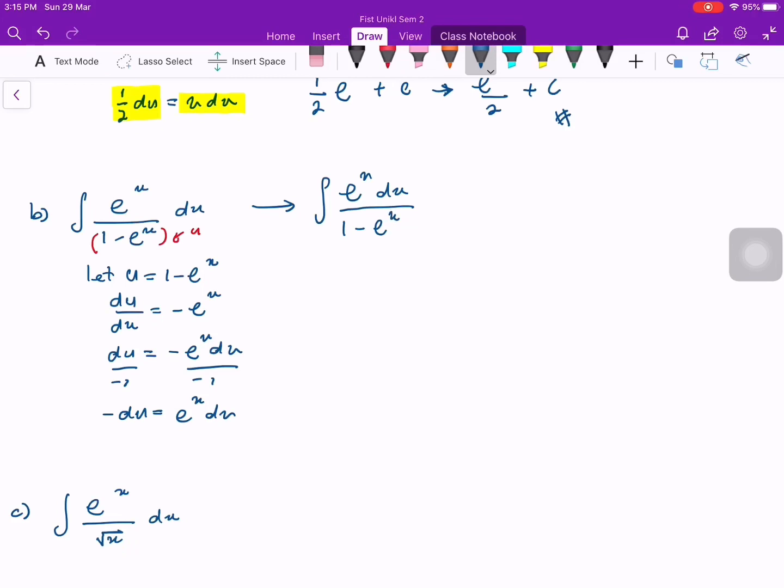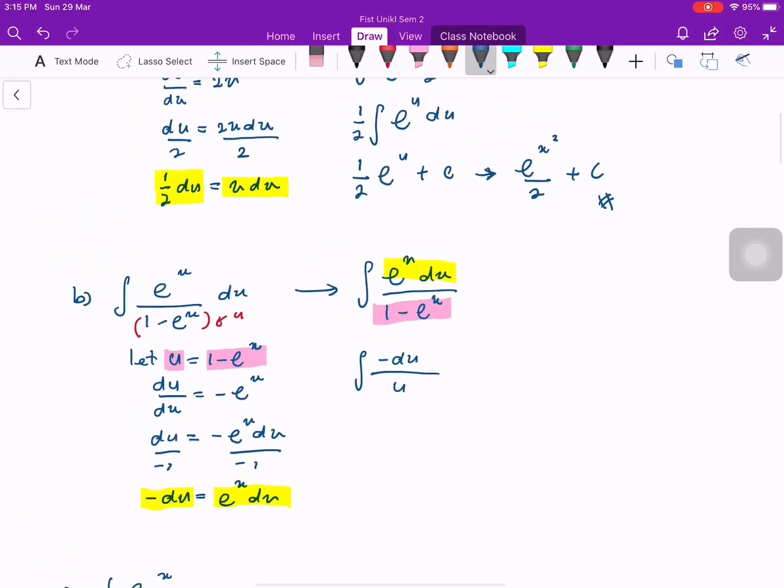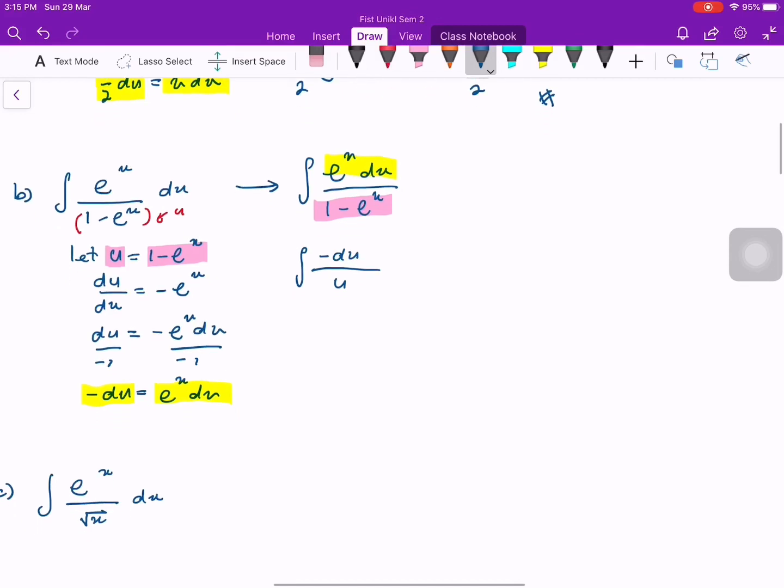So from here we can see that e to the power of x dx, we can simply substitute with negative du, and for 1 minus e to the power of x we just substitute with u. Then in terms of u, we will have the integral of negative du divided by u. Since negative is a constant, we can take it out of the integral, and we will get negative integral of 1 over u du.